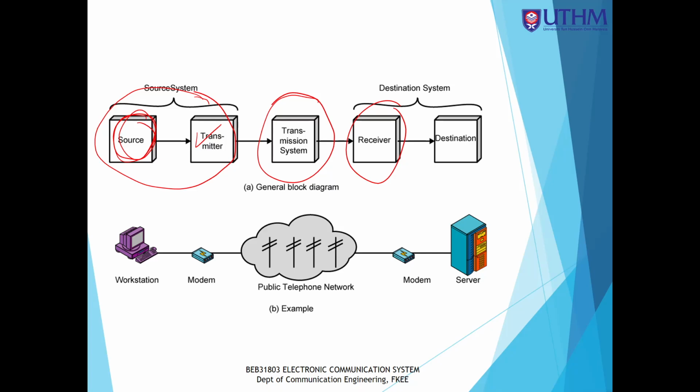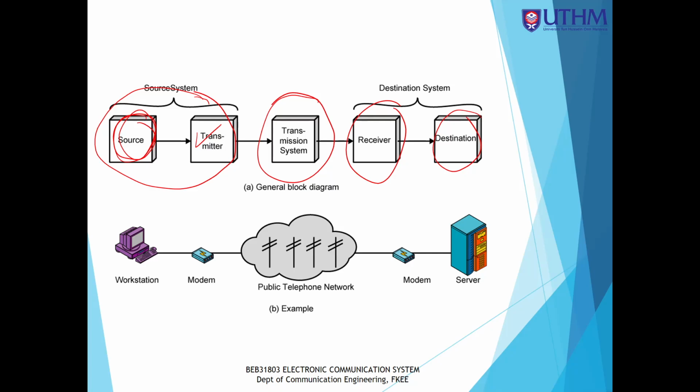So the destination here can be a human as well, or maybe another output machine, for example. Say you use a mobile phone: when you speak, the transmitter converts your voice into an electromagnetic signal and transmits it to the medium. Then the receiver receives the transmitted signal, processes it, and converts it into the voice, so that the other person on the other side can listen and understand what has been transferred. So itu dia punya process.